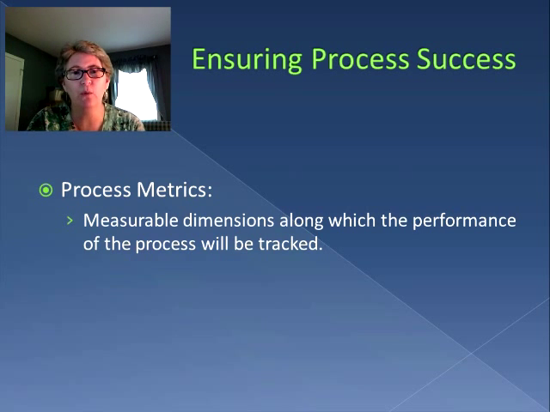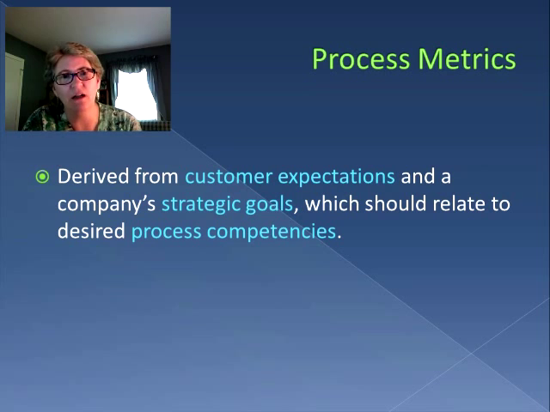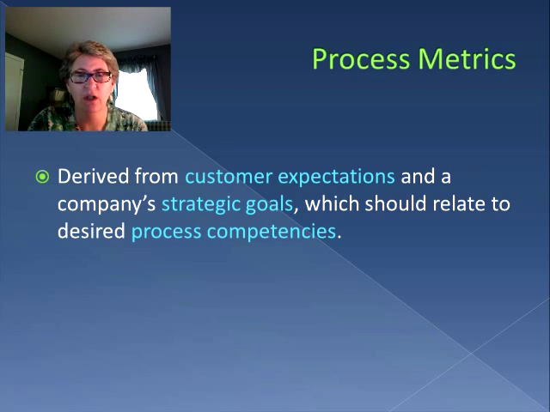It's something that we measure about the process to ensure that it's going to meet the goals of the process competencies or the product attributes that we're trying to achieve. To determine what kind of metrics we want, we have to take into account the customer expectations, as well as the company's strategic goals. So when we're looking at the process competencies and the goals of the organization and what the product attributes are, we have to come up with ways of measuring things.